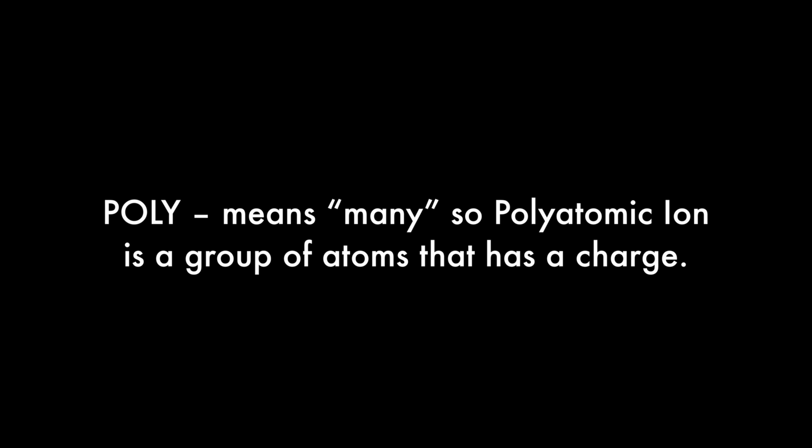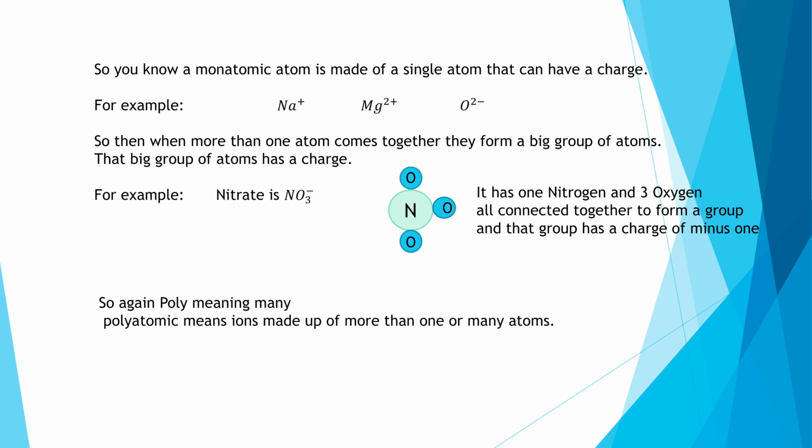Poly means many, so polyatomic ions are a group of atoms that has a charge. You know a monatomic atom is made of a single atom that can have a charge, for example, sodium, magnesium, and oxygen. So then when more than one atom comes together, they form a big group of atoms. That big group of atoms has a charge.